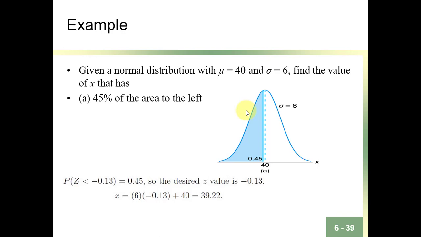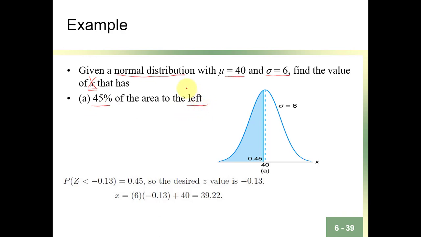We have given a normal distribution. This is one of the concepts. With mean equal to 40 and standard deviation equal to 6. These are the given values. Find the value of x. The x you can say is a random variable, and the value of the random variable should be such that it has 45% of the data to the left.